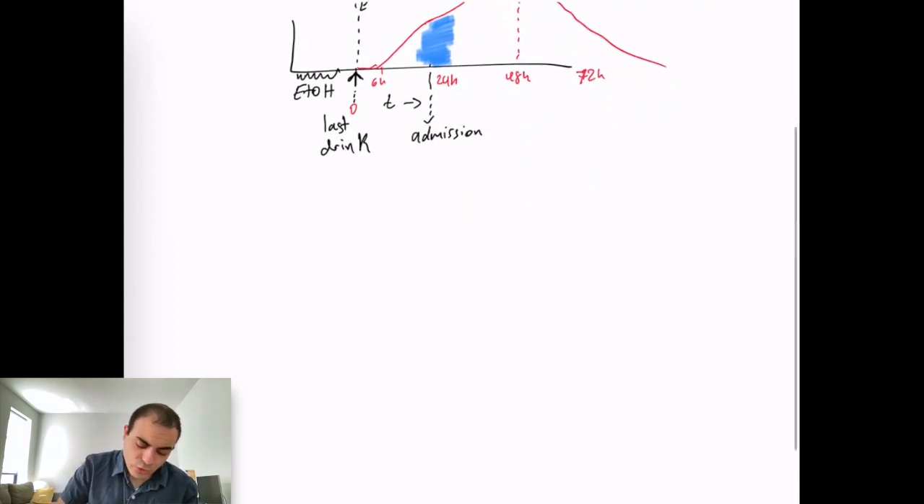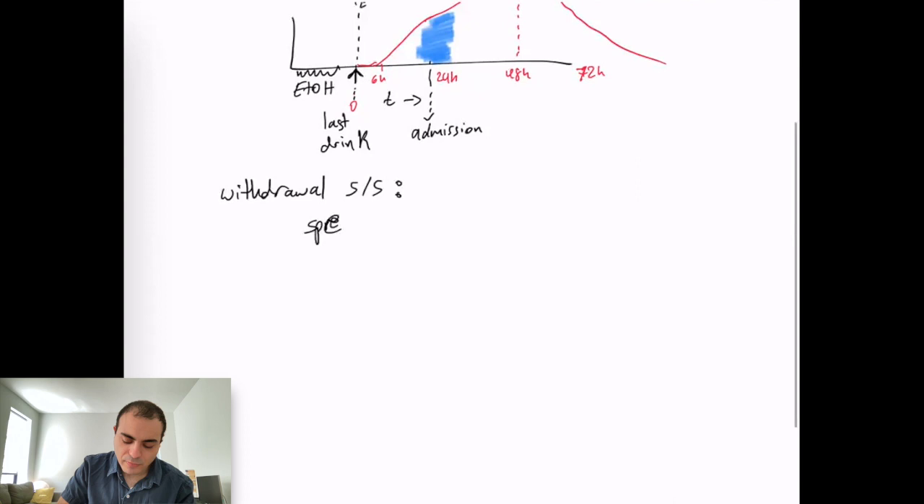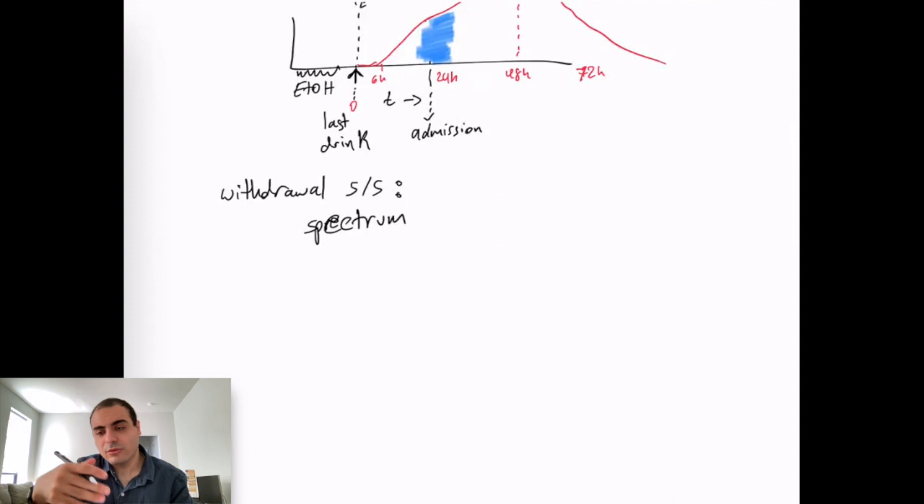When you're talking about withdrawal signs and symptoms, usually it's agitation, headaches, nausea, and then the worst thing is delirium and seizures, okay? So it's a spectrum, right? And it's very subjective, right? Somebody might have headaches and you'll say, okay, they have mild withdrawal. Some people might have seizures and you're saying this is severe withdrawal.